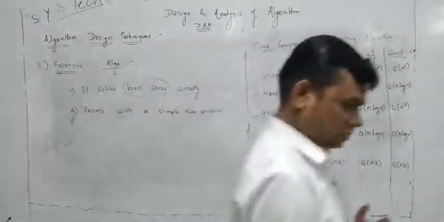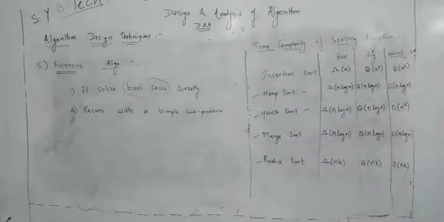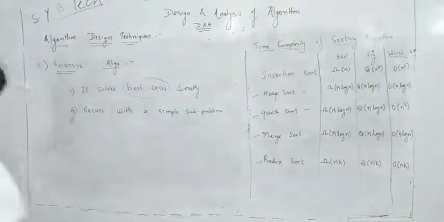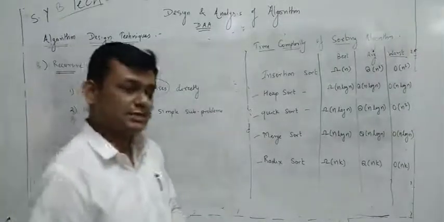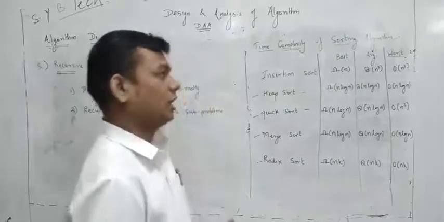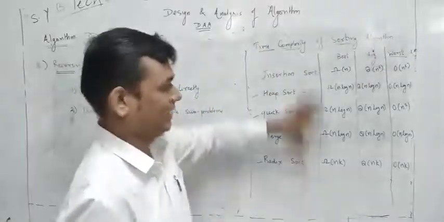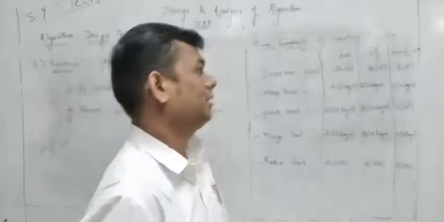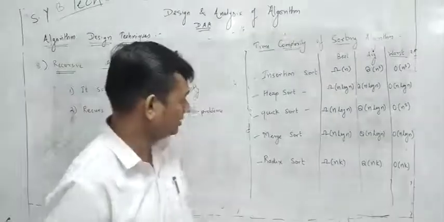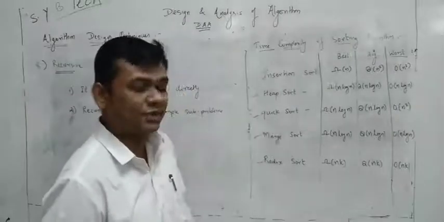The average number of times required to execute that particular problem or subproblem is nothing but the average case. And the last one is the worst case: the maximum amount of time required to execute that particular algorithm or sorting technique. That concept is called the worst case. For example, here we have to take 5 to 6 different types of sorting techniques.